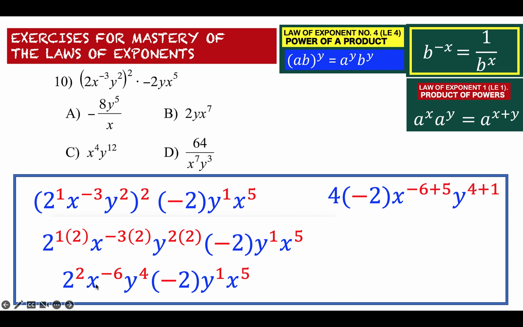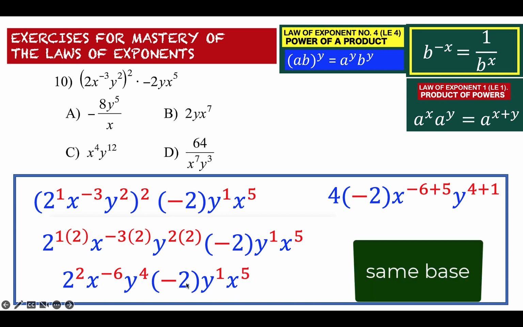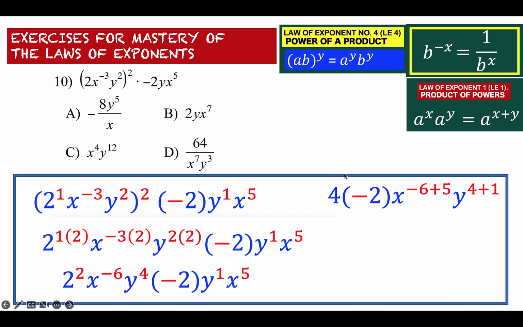Then here, x raised to negative 6 and x raised to the 5th have a common base, and the operation is multiplication. So apply law of exponent number 1. So it becomes negative 6 plus 5. We also have y and this y here, with other exponents, so it becomes 4 plus 1 for the exponent here. Then this 2 squared becomes this 4 and copy this negative 2. Then 4 times negative 2 is negative 8. Negative 6 plus 5 is negative 1. 4 plus 1 equals 5.